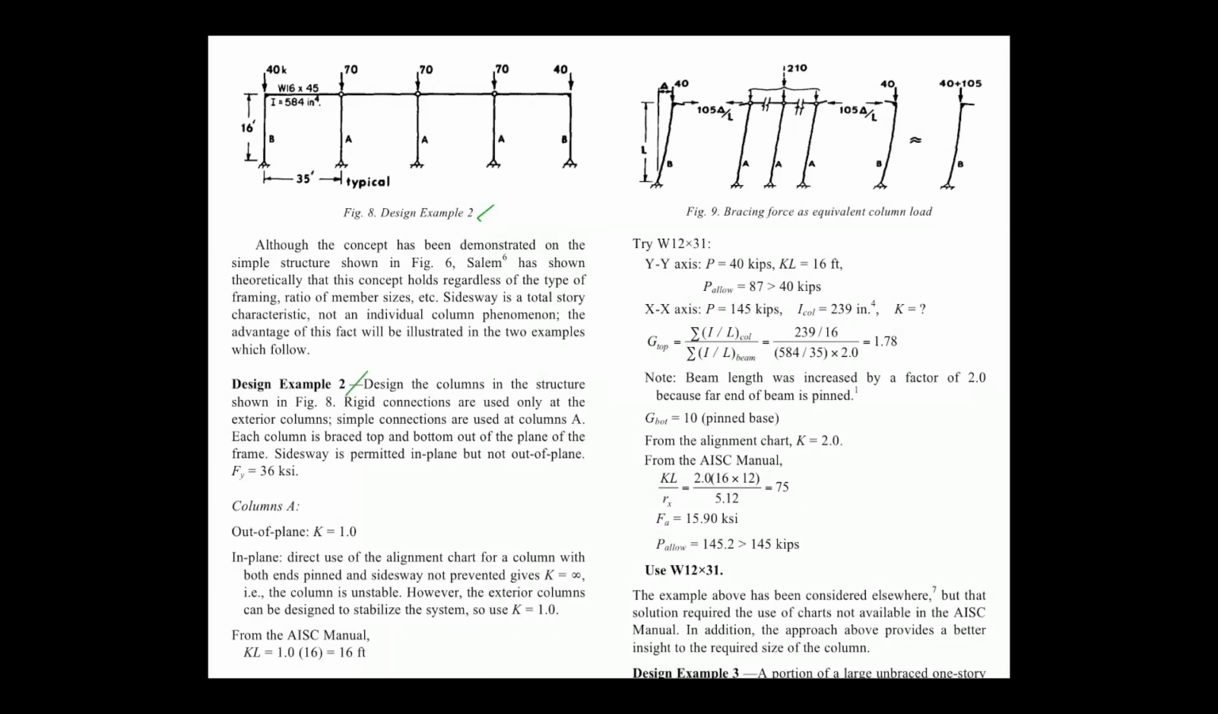Design the columns in the structure shown in figure 8. Rigid connections are used only at the exterior column. Simple connections are used at the column. So it is pin, and then rigid. It's braced at the top and bottom out of the plane. Side sway is permitted in plane but not out of plane. It's just for simplicity. You don't want to talk about another direction, just focus on one direction only.